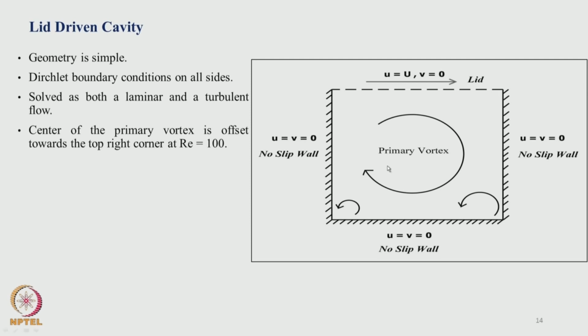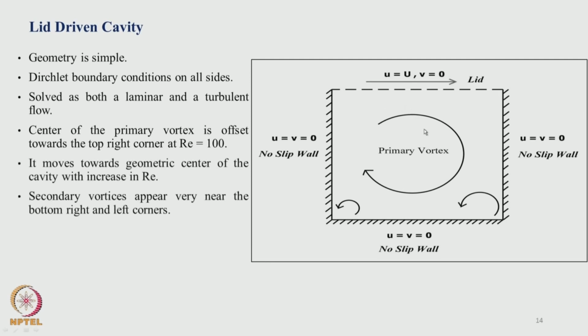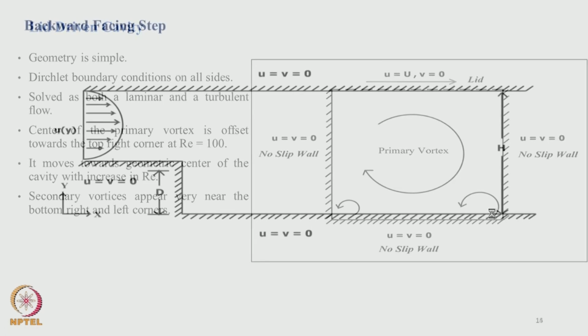The center of the primary vortex is offset at the top right corner for Reynolds number 100. Then it moves towards the geometric center of the cavity with increase in Reynolds number. So, the problem, though it is simple, by going on changing Reynolds number it becomes slightly complex and the way the vortex behaves also differs. Secondary vortices appear very near both right and left bottom corners.